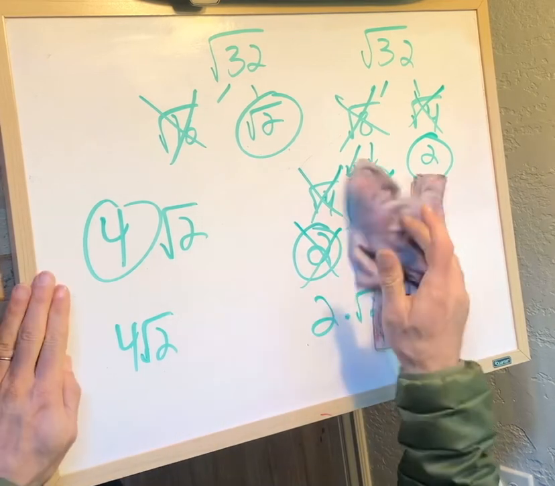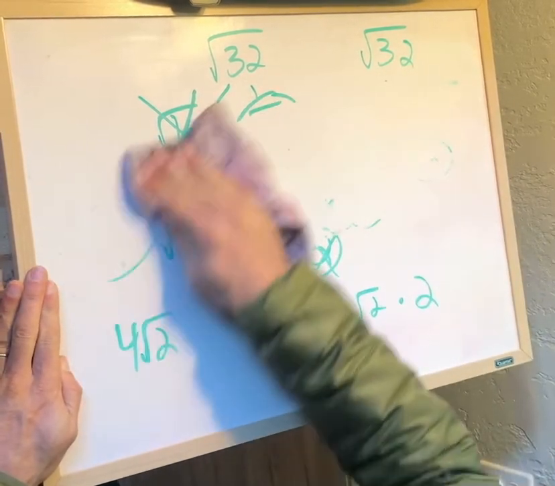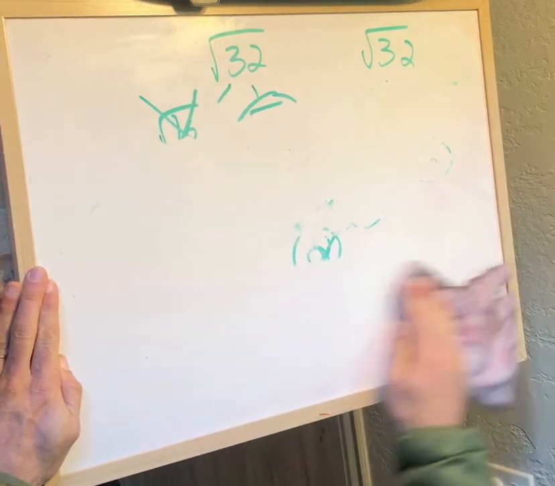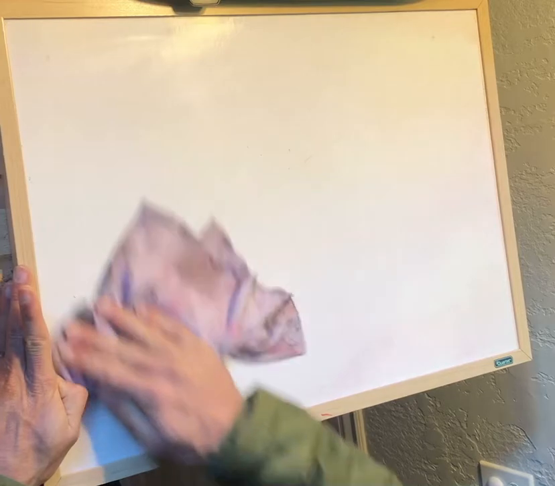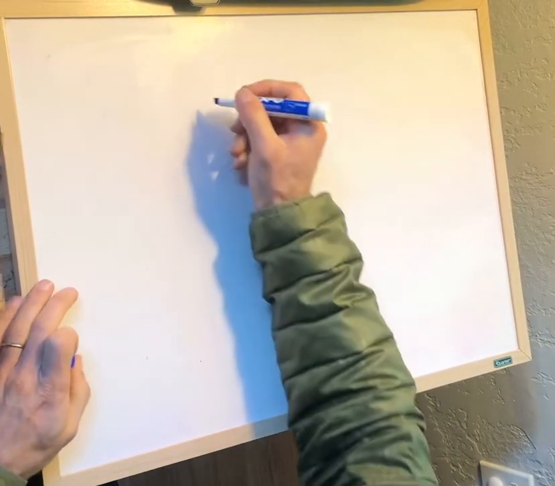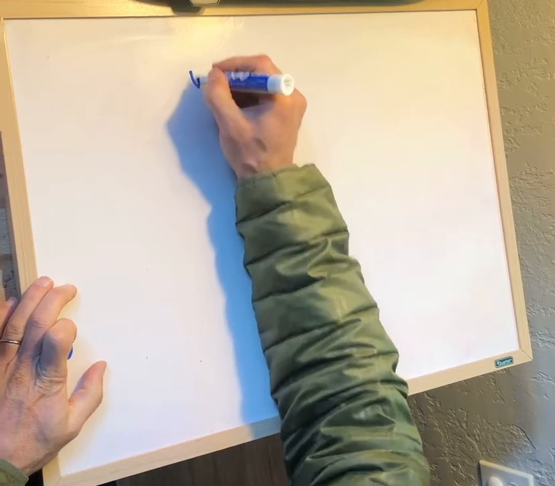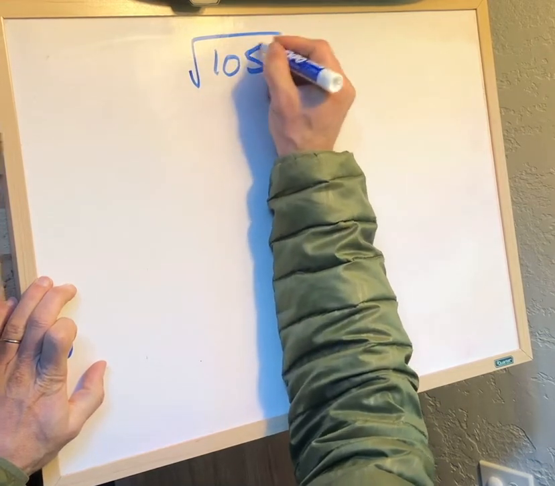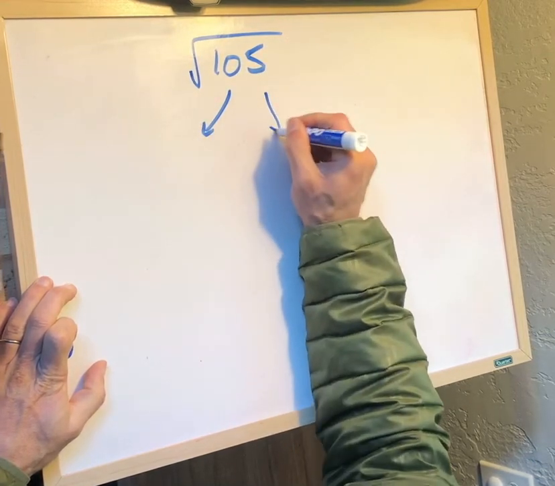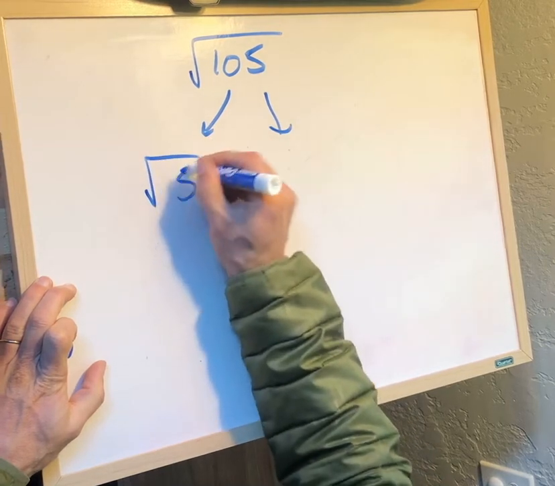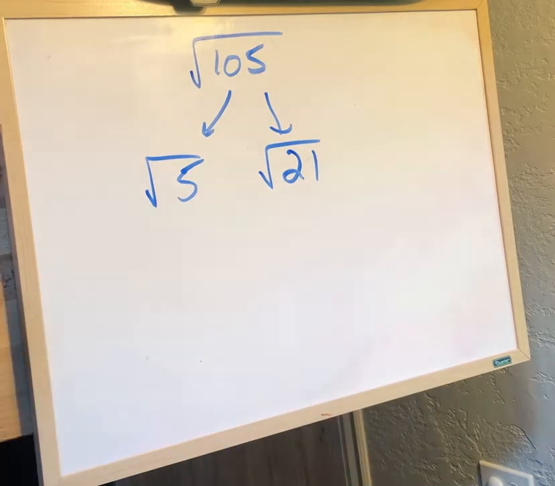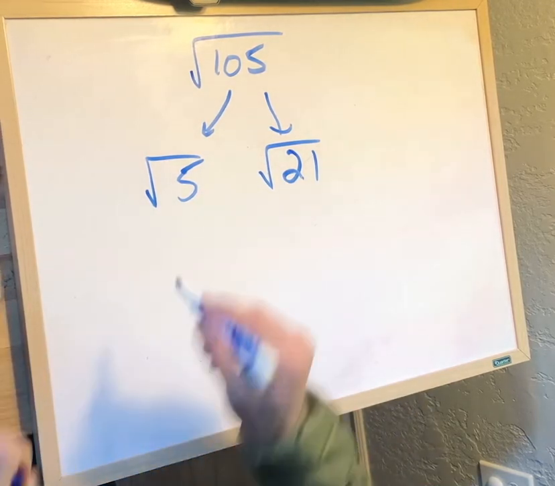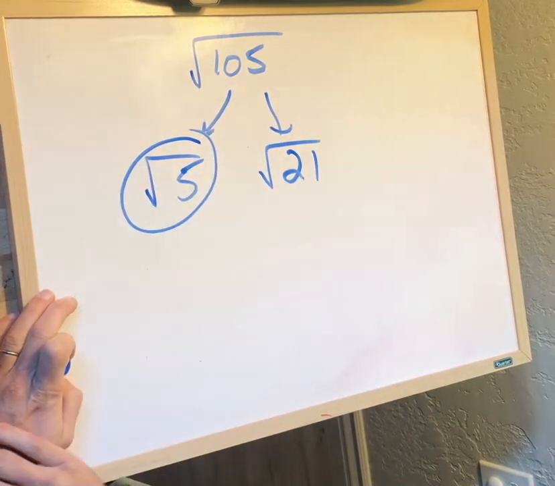Okay, the very last one, 105. Let's see if we can break it down. Square root of 105. Well, I can pull out the square root of 5 times the square root of 21. Square root of 5, I can't break that down any further.